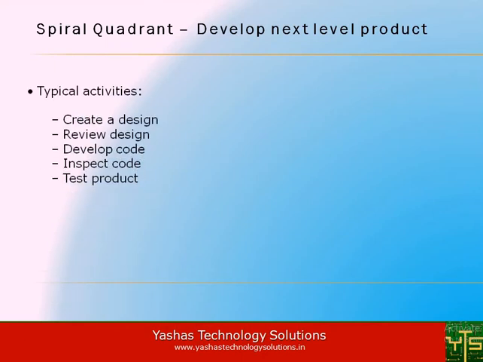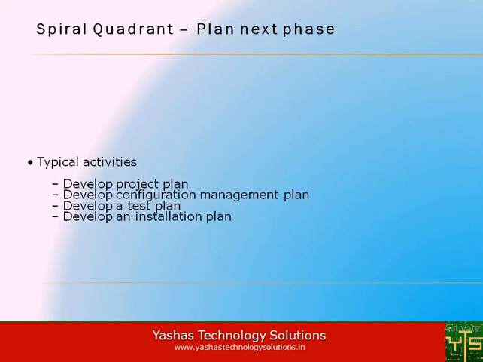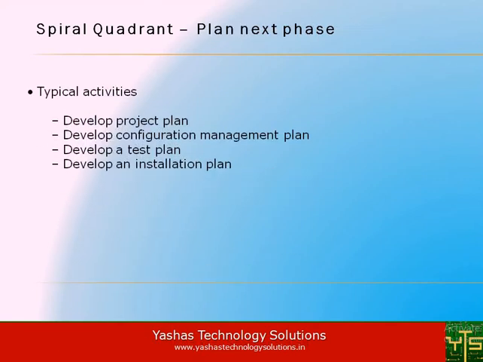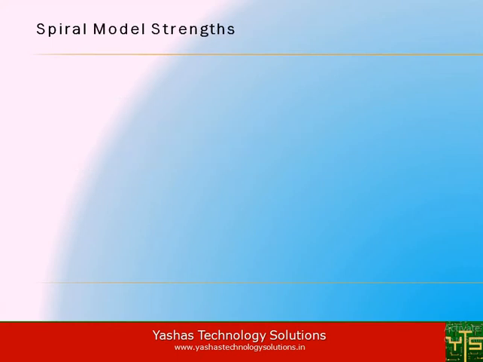The next phase in the spiral quadrant would be to develop the next level product. The typical activities would involve creating a design, reviewing the design, developing code, inspecting code and testing the product. The next phase of the spiral quadrant would involve typical activities such as developing a project plan, developing a configuration management plan, developing a test plan and developing an installation plan.